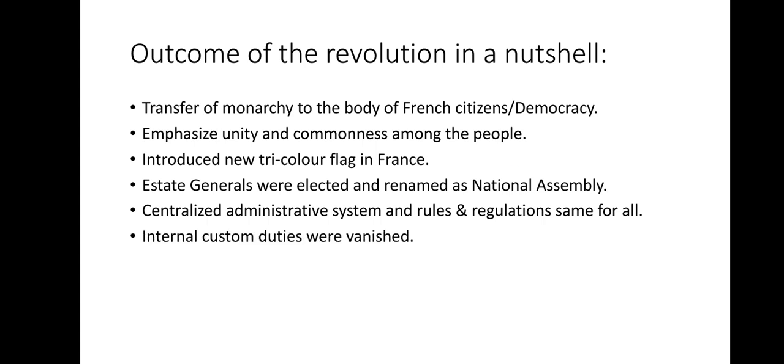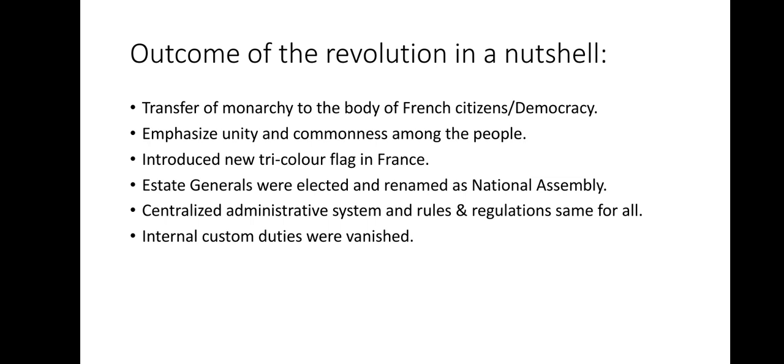Internal custom duties were vanished. Many custom duties were there, many taxes were there, which were completely vanished by that time. Taxes in the sense, you take the example, a few years ago, we were having so many kinds of taxes like direct taxes, indirect taxes, cess, and then VAT, service tax, many taxes were there. But nowadays in our country we have two forms: one is direct tax, another is indirect tax. Direct tax is income tax, and indirect is GST, goods and services tax.